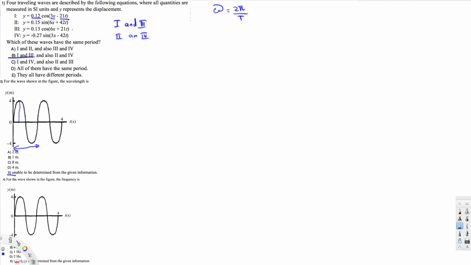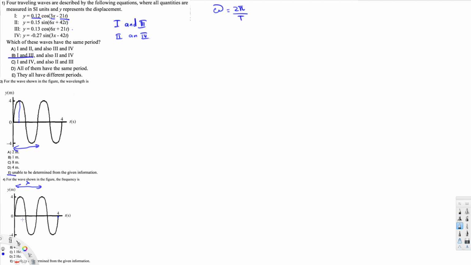And the next one is asking for the wavelength as shown; the frequency is, so what is the frequency here? If you look at this, the total time it takes to travel the total distance is 4 seconds. We have two waves right here. This is lambda, one wavelength. And we have another one right here. So we have 2 lambda.